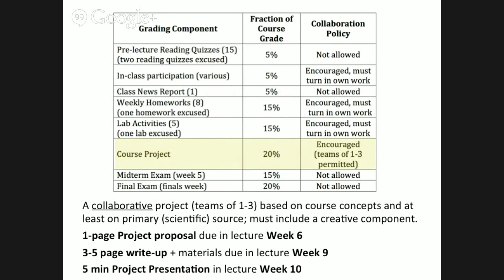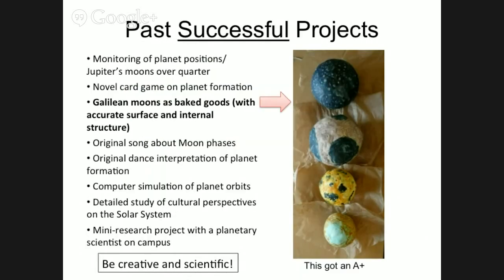Now, here are some examples of projects that have done well in the past. This is just a laundry list. Some of them are very science-oriented. For example, if you're very good at computer simulations, you can do a simulation of planet orbits. Someone's already done this, so you have to think of a slightly different thing to do. We have had students do research projects with some of the folks here in the astrophysics department who work on astrobiology and somewhat related topics. So you could do a mini project with them.